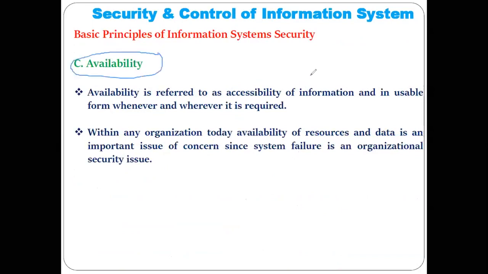Third important principle is what? Availability. Availability refers to the accessibility of the information in a usable form whenever and wherever it is required. Suppose any manager of the company needs to use the information system; he needs to access the information available on it whenever and wherever it is required.